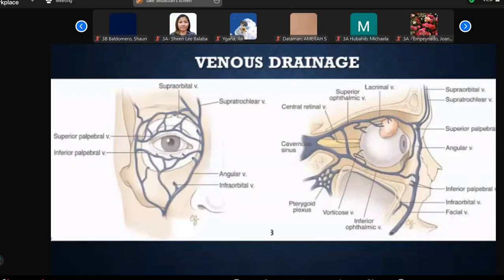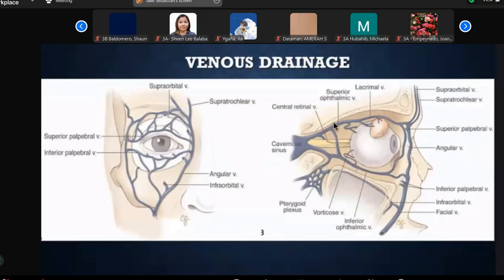Okay. So the superior ophthalmic vein, the one you see here that empties into the cavernous sinus, provides the main venous drainage of the orbit. This vein originates in the superonasal quadrant of the orbit and extends posteriorly through the superior orbital fissure and into the cavernous sinus.